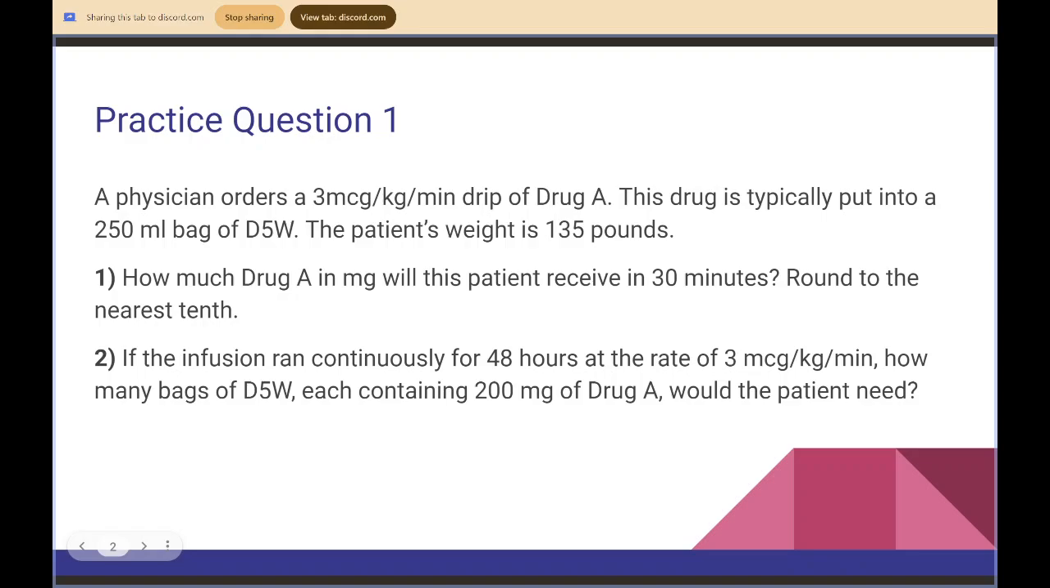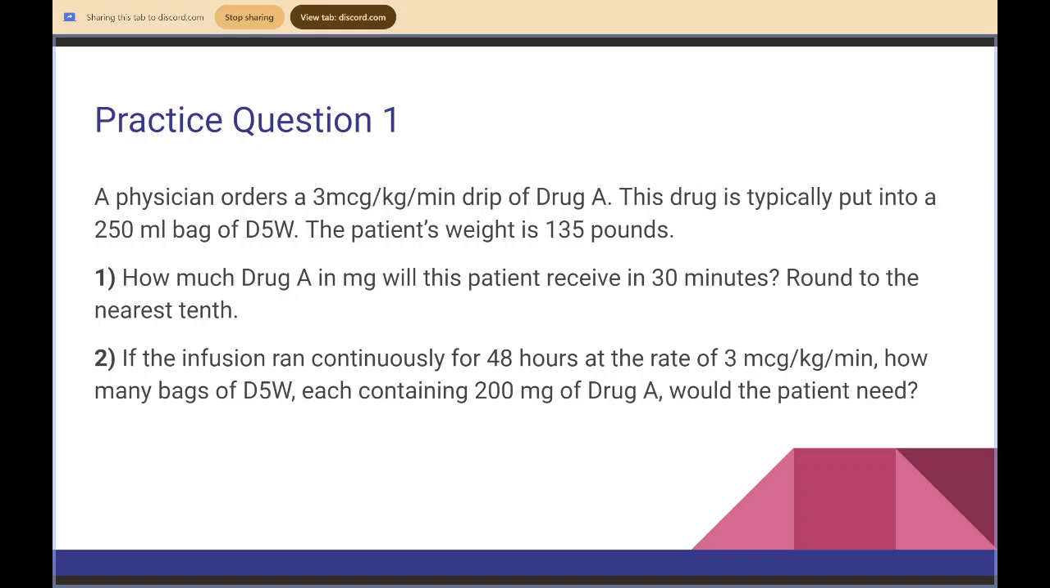This is going to be 2 parts. The question is: a physician orders a 3 microgram per kg per minute drip of drug A. This drug is typically put into a 250 ml bag of D5W. The patient's weight is 135 pounds. Part 1: how much drug A in milligrams will this patient receive in 30 minutes? Round to the nearest tenth.